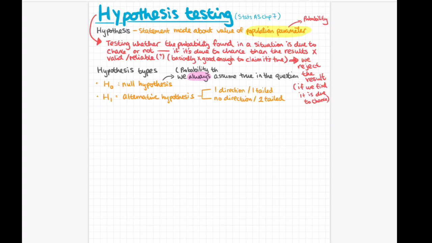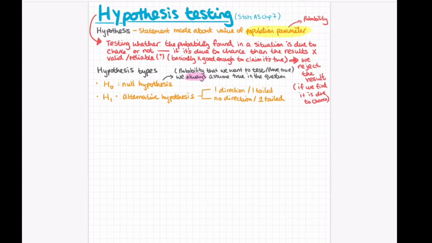It's the probability that we want to test or prove true, and therefore we always assume that it's true in the question, and if we find out that the assumption is wrong, then we know that the null hypothesis is wrong and we have to reject it.